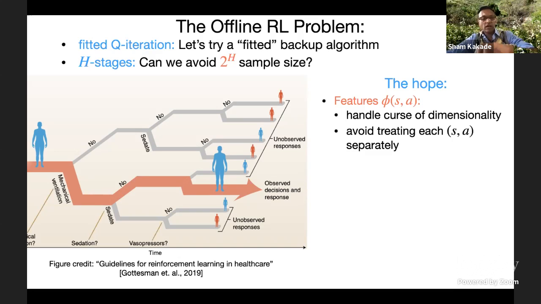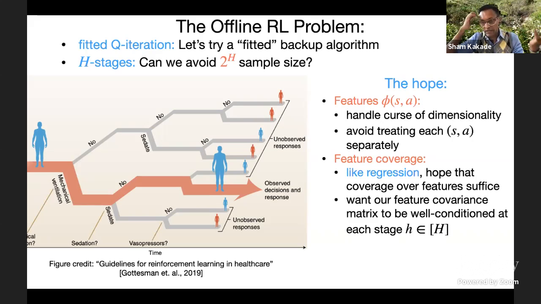And the hope is, we've got these features. We're going to think of a setting where we have some features. These features will hopefully help us handle the curse of dimensionality, just like for regression. And just like regression, we're going to think about extending this coverage assumption, where we think about our future covariance matrices are going to somehow be well conditioned at every level. Okay, we'll make this precise.